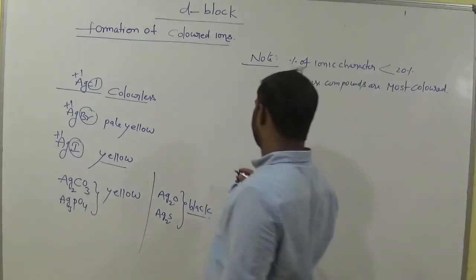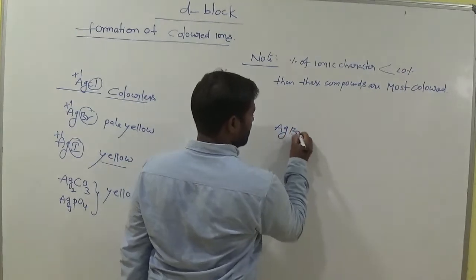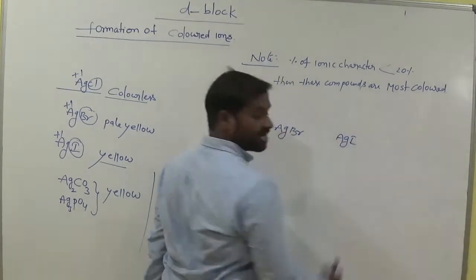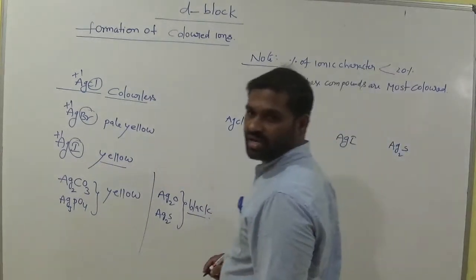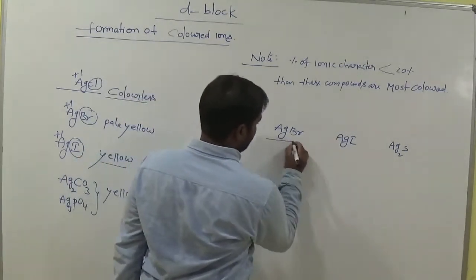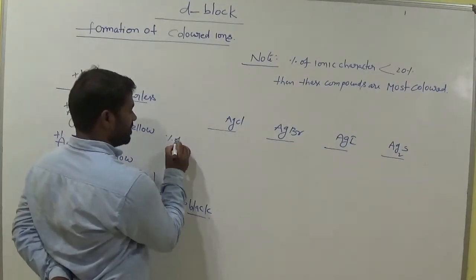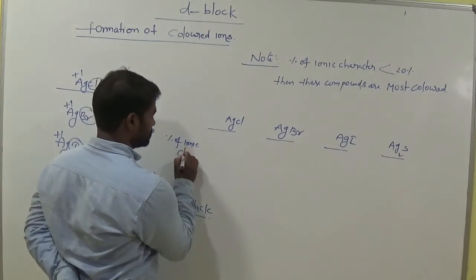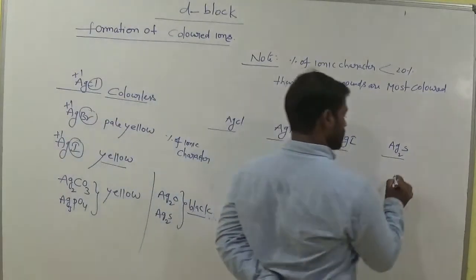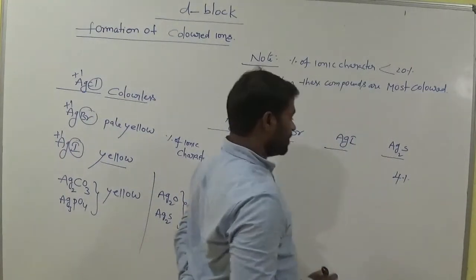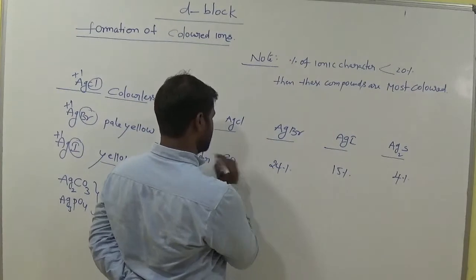Let's see the example. This is AgCl, AgBr, AgI, and Ag2S, all are silver compounds. Now, the percent of ionic character here is 4% only, and here it is 15%, here it is 24%, and this one is 80%.